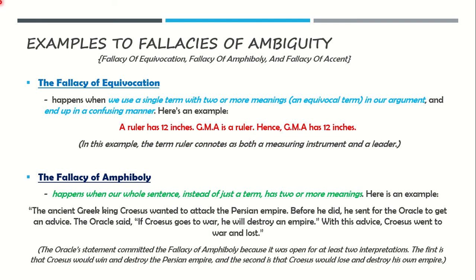So the fallacy of equivocation, class, also happens when a key term or a phrase in an argument is used in an ambiguous way, unclear or uncertain, with one meaning in one portion and then another meaning in another portion of the argument. So, another example here.